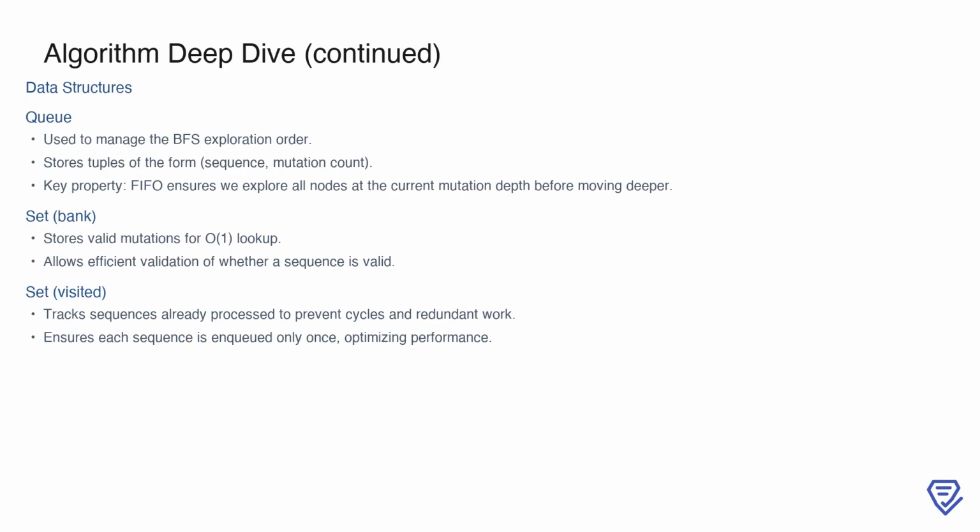The data structures used in this approach are essential for its efficiency. The queue is the backbone of BFS and ensures that we explore all nodes at the current mutation depth before moving to the next level. Each queue entry contains the current sequence and the mutation count, and its FIFO behavior guarantees that we process sequences in the correct order. The bank is stored as a set to allow O(1) lookups, making it quick to validate whether a sequence is valid. Finally, the visited set helps us track sequences we've already processed. This prevents revisiting the same sequence, avoiding redundant computations and infinite loops, which is crucial for optimizing the algorithm's performance.